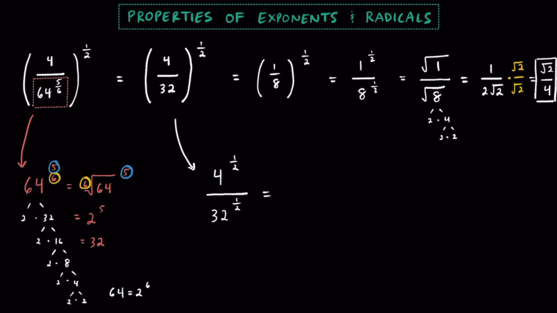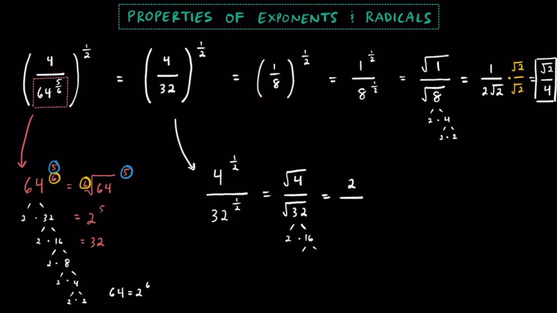Now in radical form, this would just be the square root of 4 on top. And on bottom, this would be the square root of 32. Now the square root of 4 we know is going to be 2 on top, so that's not too bad. Now 32 on bottom, that maybe has a perfect square hidden inside. So I'm going to say 2 times 16.